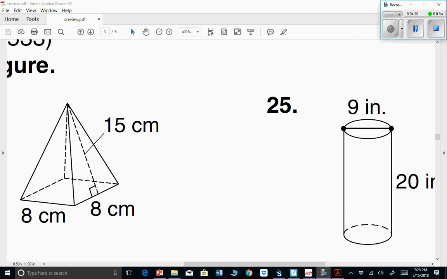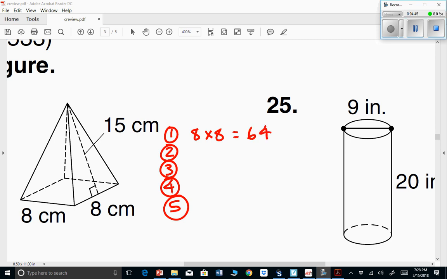Okay, next we're going to find the surface area of this square pyramid. We need to know how many faces there are. There's a base that is a square, and then there are 4 triangles that come to a point, so that makes 5 faces. So I'm going to number my paper 1 through 5. I'd like to start with the base because that's the easiest one. It's 8 by 8, which equals 64 square units.